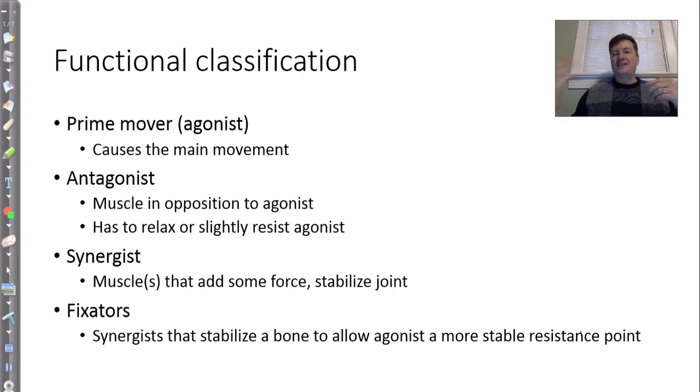A fixator is a particular kind of synergist that helps stabilize the bone and allows it to move against a more stable resistance point. So if you think about your lower arm and your elbow, you're going to have fixators, muscles that basically assist the movement, but their assisting is more to kind of hold the other bone in place and to provide a natural fulcrum, a natural resistance point. So be familiar with the terms prime mover, antagonist, synergist, and fixator.